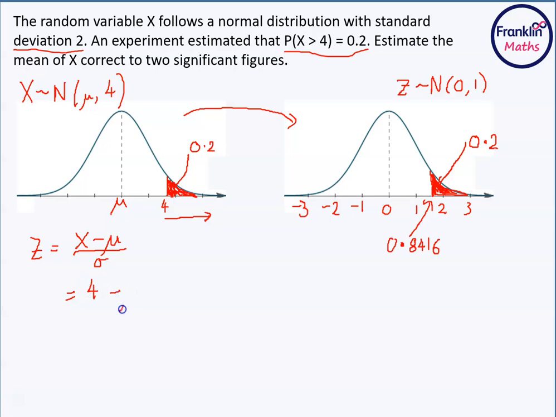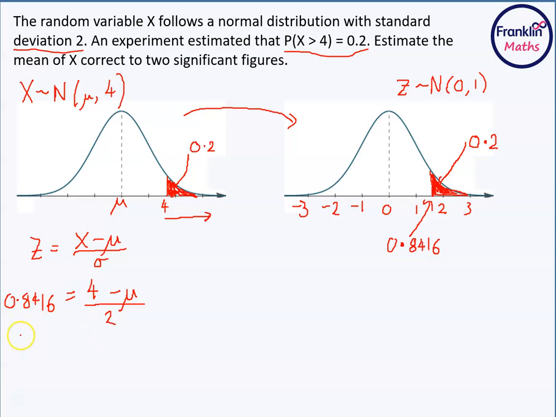We don't know mu. We know that the standard deviation was 2, and we know this value here was 0.8416. So the next thing I need to do is to multiply through by 2 and subtract that from 4, or rearrange the equation. It's entirely up to you, but this shouldn't be too difficult to do.